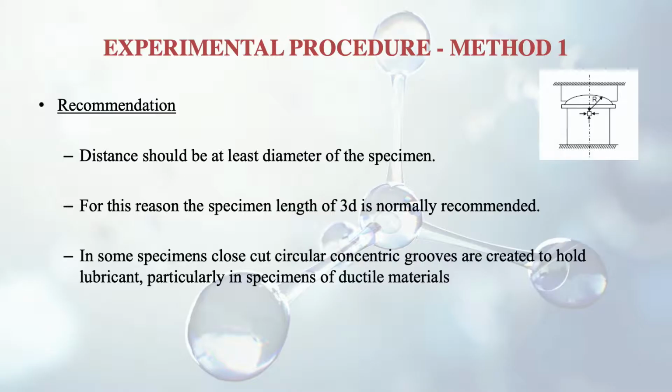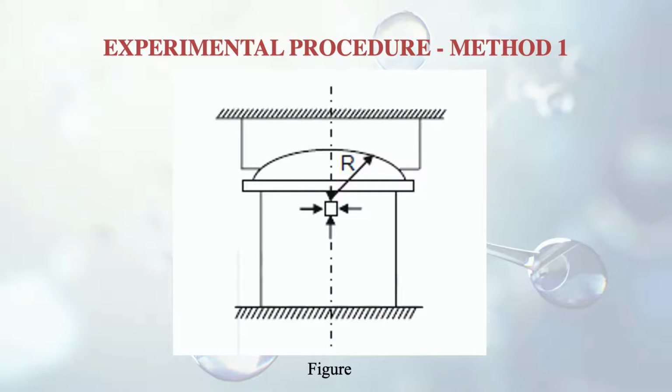In some specimens, close-cut circular concentric grooves are created to hold lubricant, particularly in specimens of ductile material. So here concentric grooves will also be cut, and there the lubricant will flow in case of ductile materials. So this was one experimental procedure.